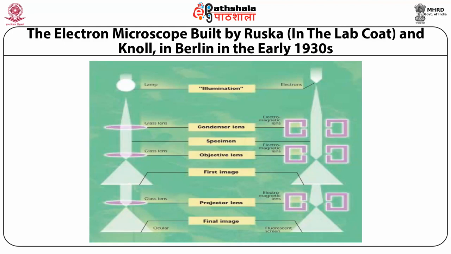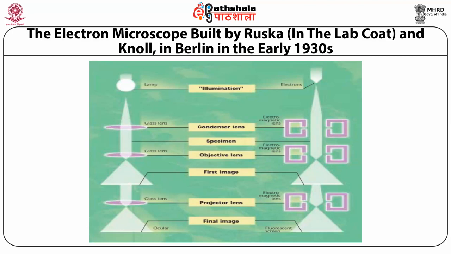As we know, in the case of the optical microscope, we need a glass lens. However, in the case of an electron beam, we need electromagnetic lenses because only in the direction of a magnetic field does the electron change its path, and therefore the development of electromagnetic lenses happened for the electron microscope.